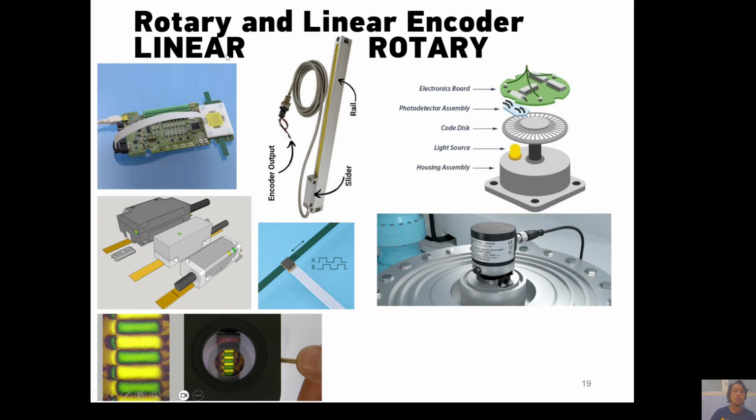This is the linear and rotary encoder. This is the linear encoder. This is the circuit and this is the one. And this is the magnetic stripes in the linear encoder.